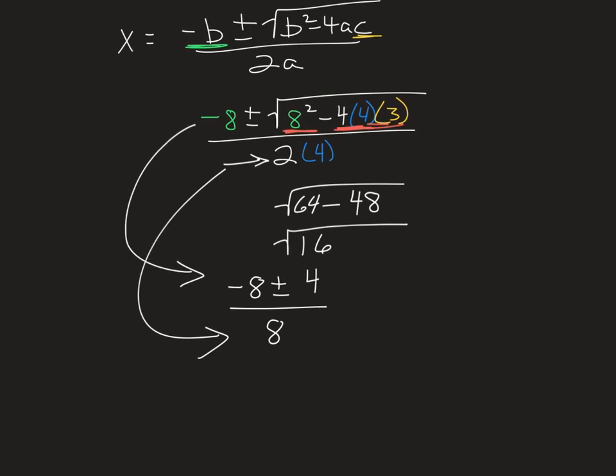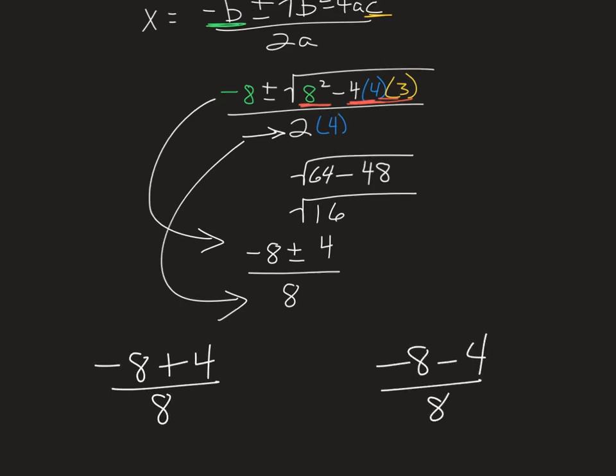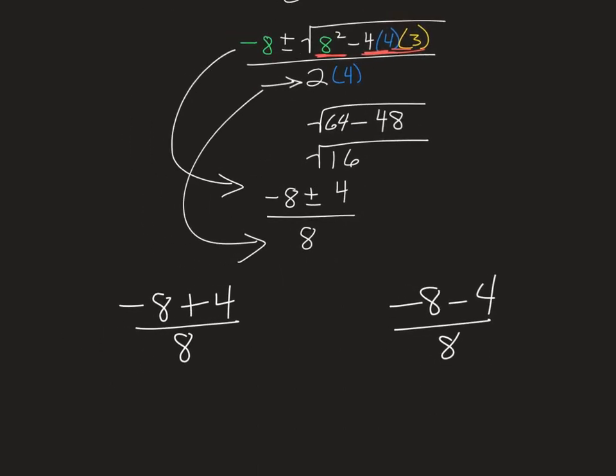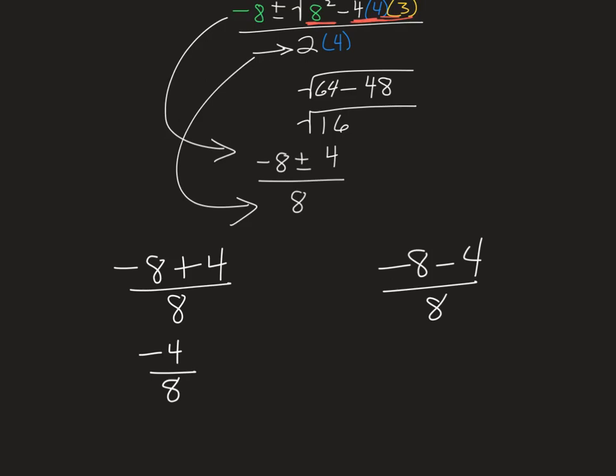Again, I'm going to assume that you have already tried it yourself. So we need to split this up into two problems. We've got negative 8 plus 4 divided by 8, and we've got negative 8 minus 4 divided by 8. So negative 8 plus 4 is negative 4. Negative 4 over 8.